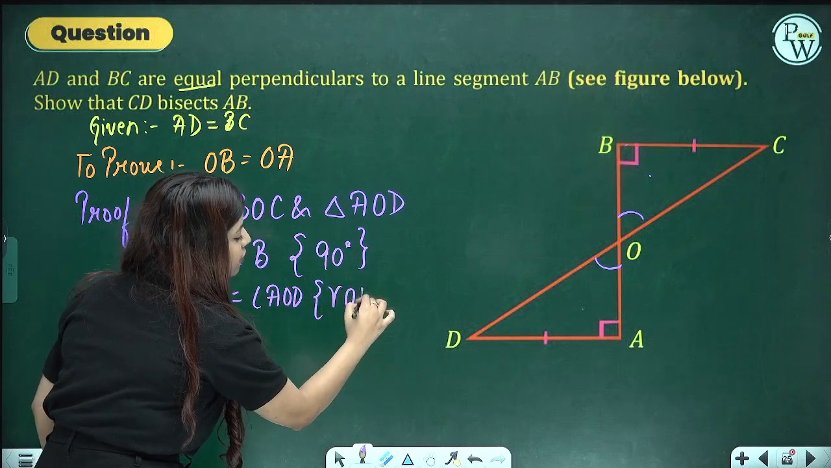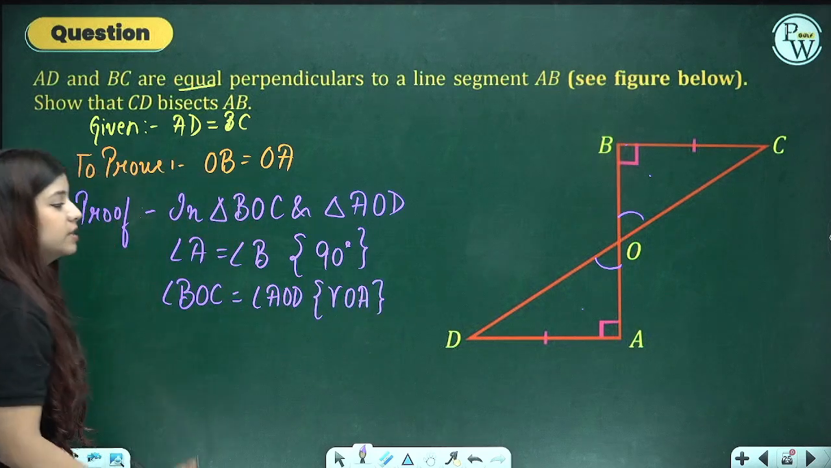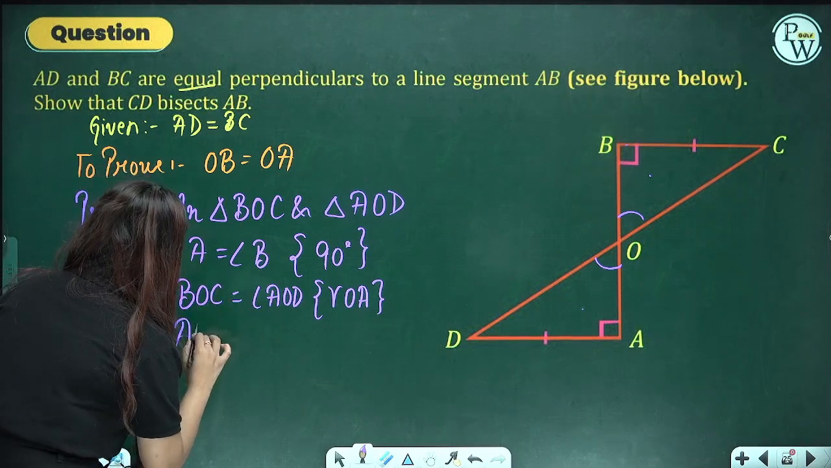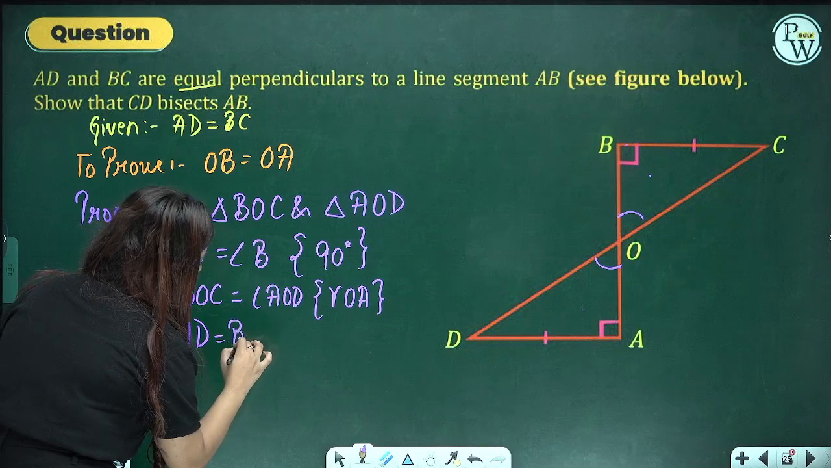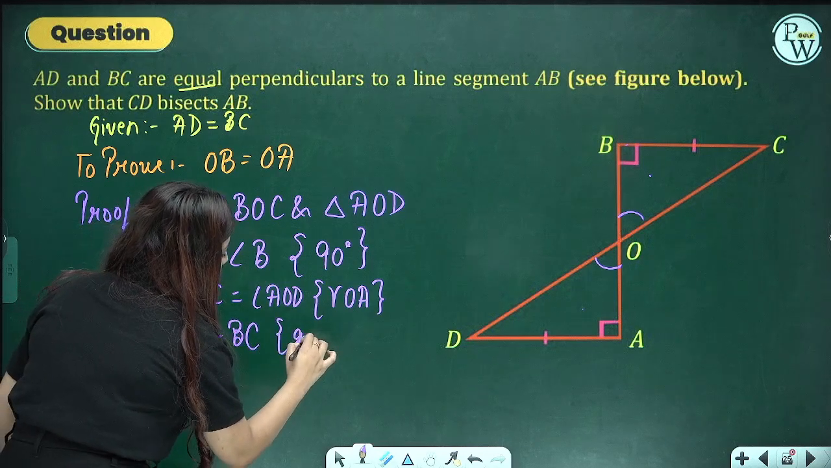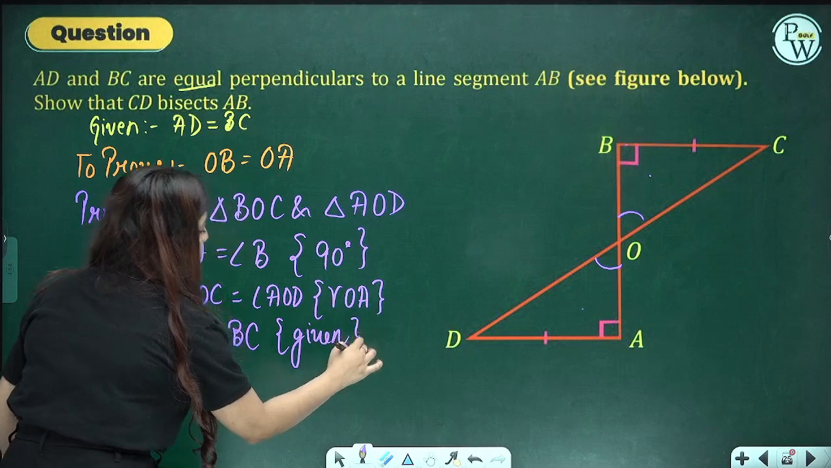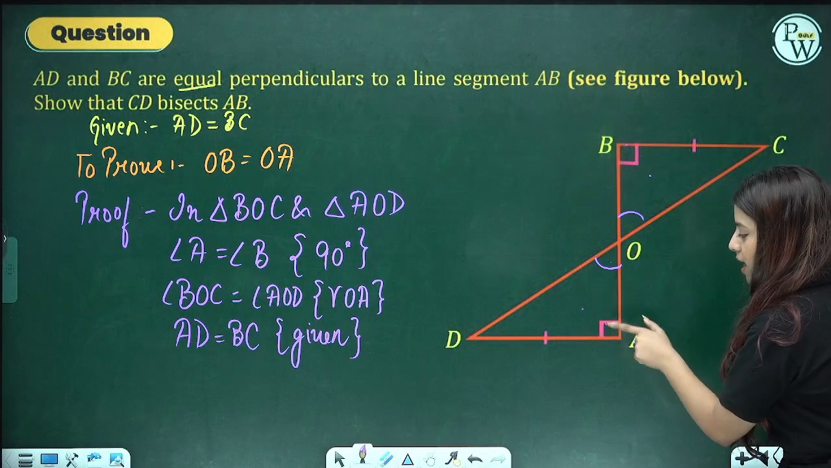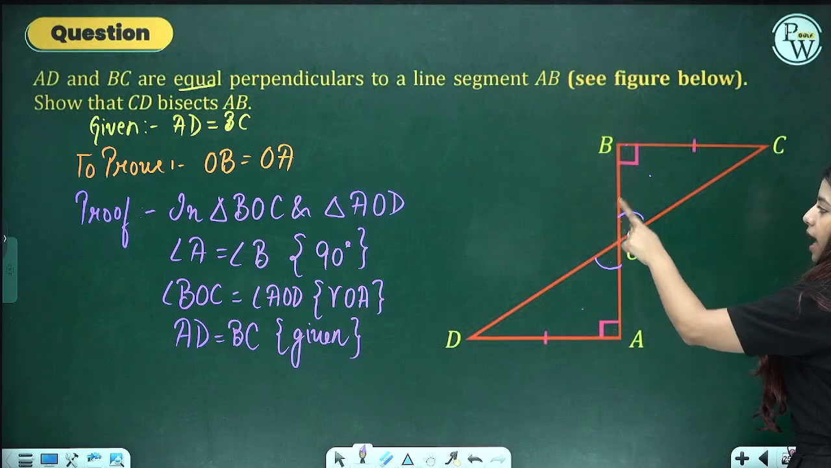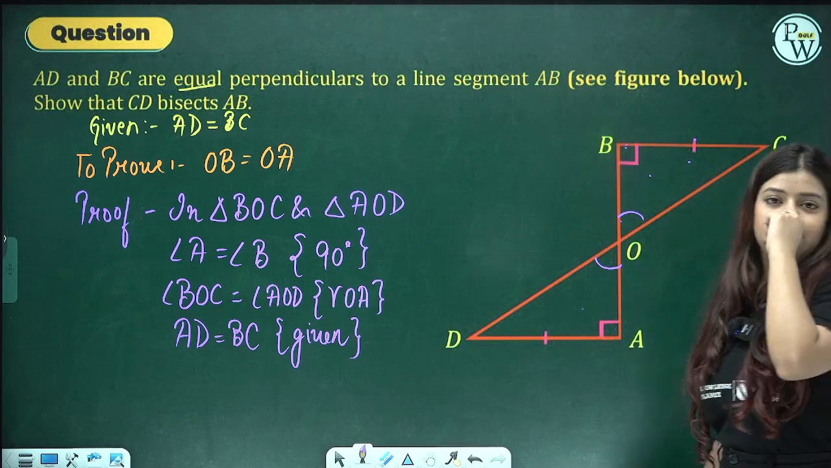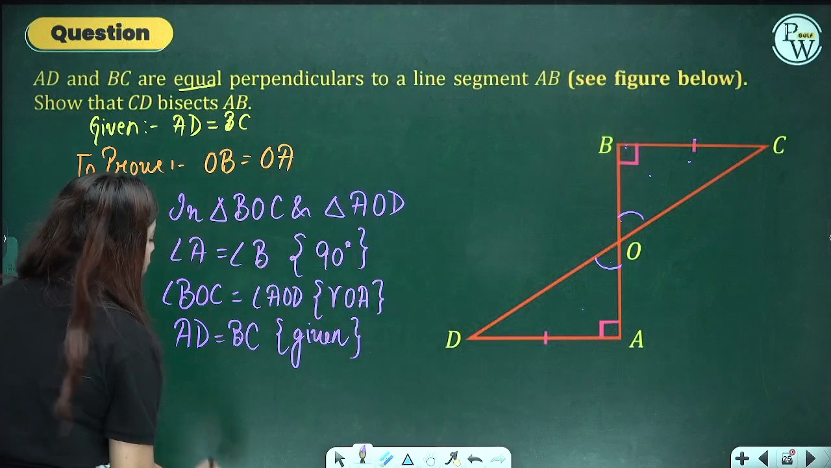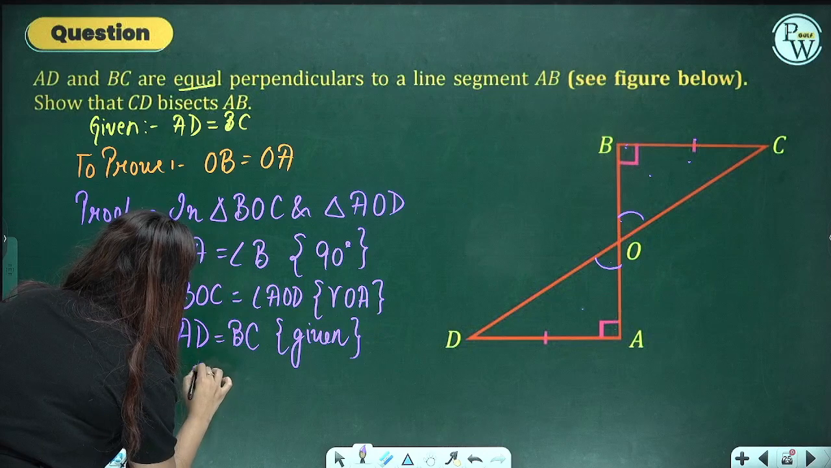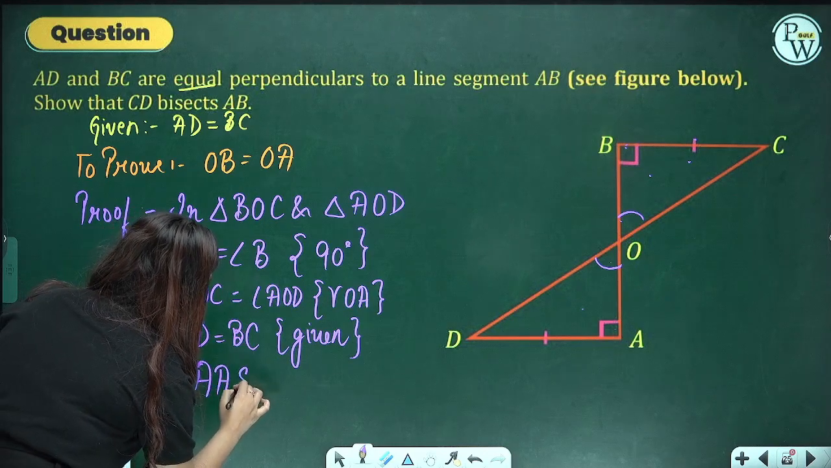Because these are vertically opposite angles. The next thing that we can say is AD is equal to BC, as this is given to us in the question. Now see, angle, and then side. So these two triangles will be congruent by the angle and then side rule.